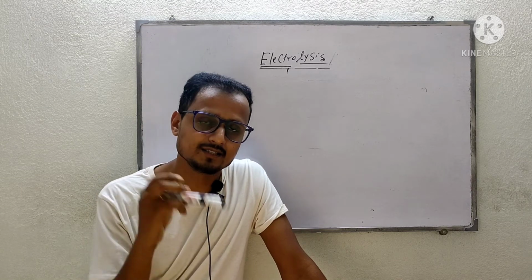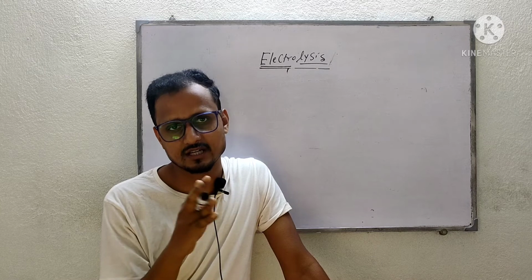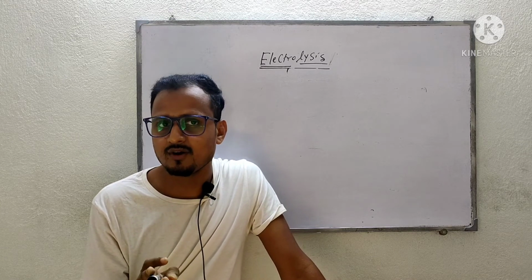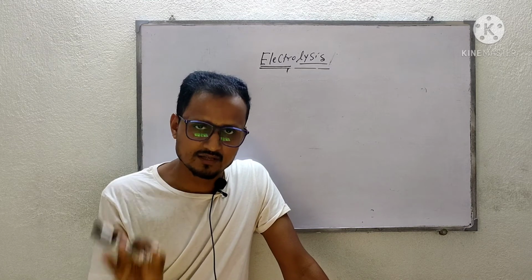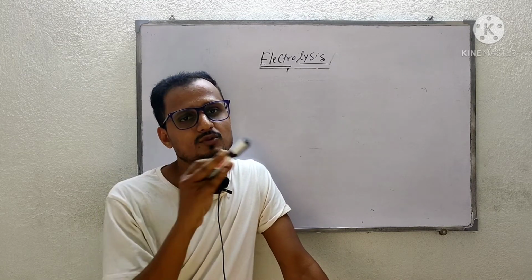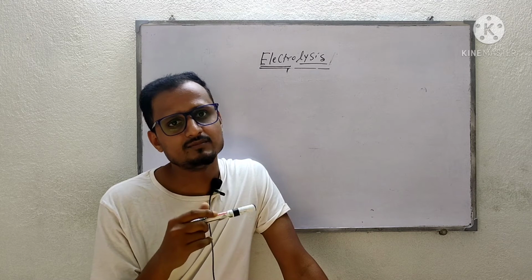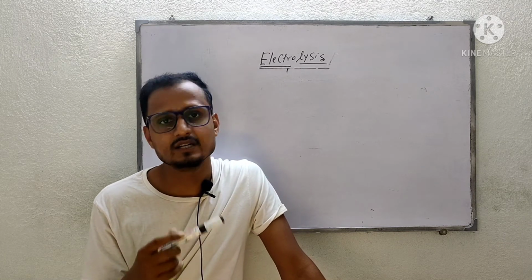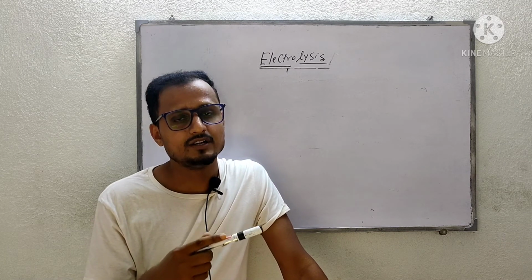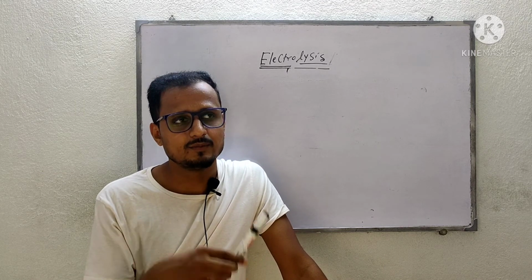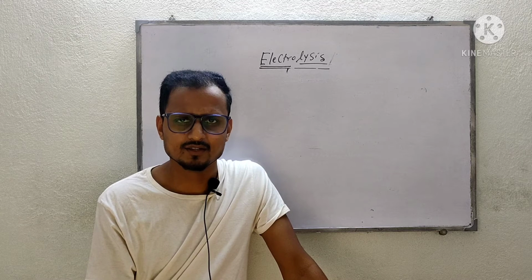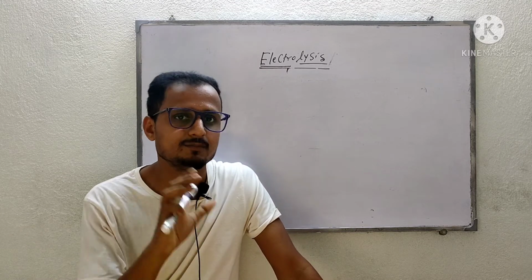Now after passing electric current, cations will move towards the cathode. After reduction, they will form a solid substance and deposit at the cathode. Anions will move towards the anode, and after oxidation, that means after release of electrons, they can form a neutral element, which can be a gaseous element. So this is the process.